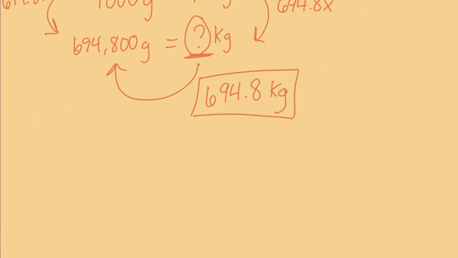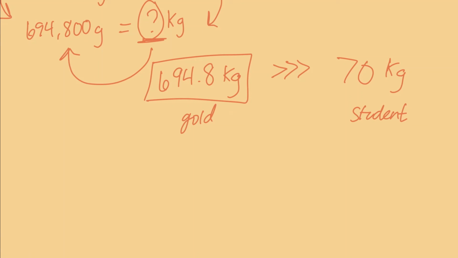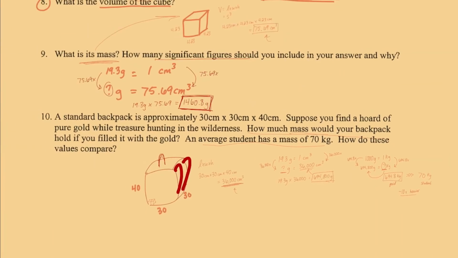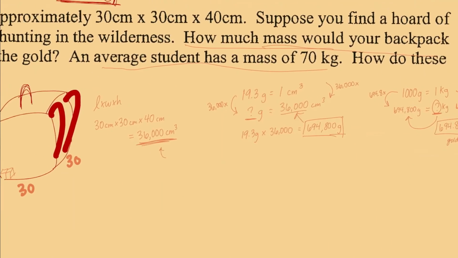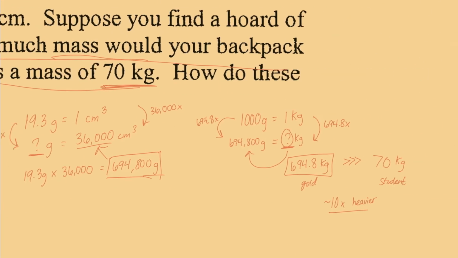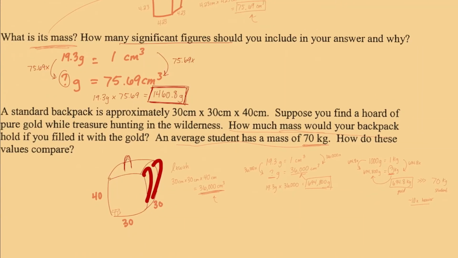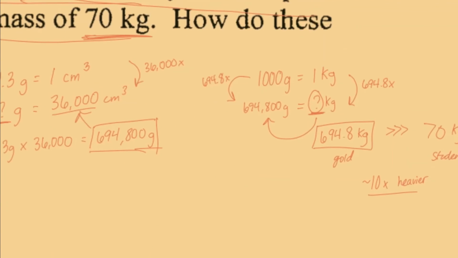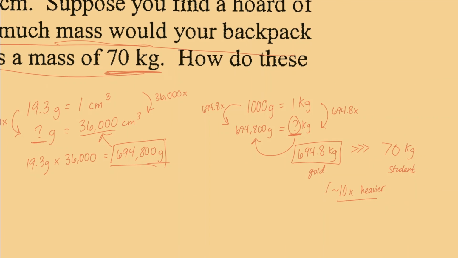So how does 694 compare to 70, which is the mass of a student? Right, this is my gold. This is a student. 694 is clearly much, much bigger. How many times bigger is it? Well, it's about 10 times bigger. Or, if you prefer, I prefer, about 10 times heavier. So imagine that, a backpack that weighs 10 times the mass of you, the mass of a student, 70 kilograms. That's incredible. That shows us just how dense gold really is. Yeah, way, way, way denser than you are. And there we go. This gives us our answer.